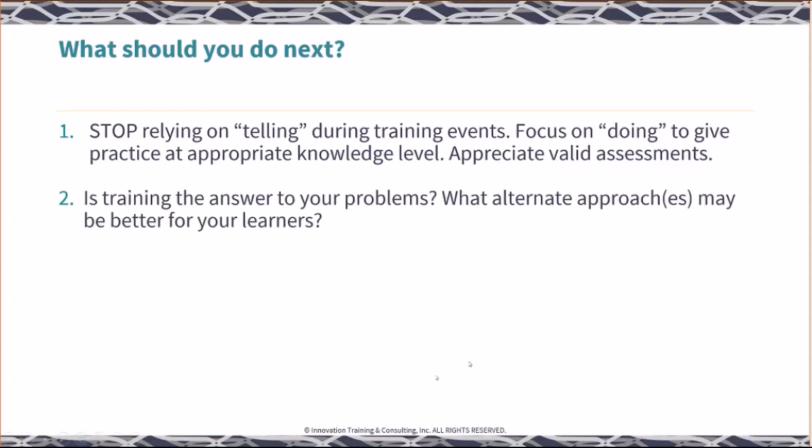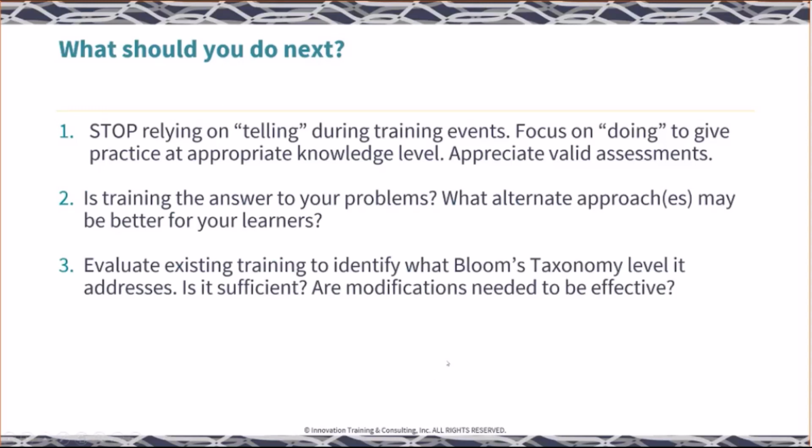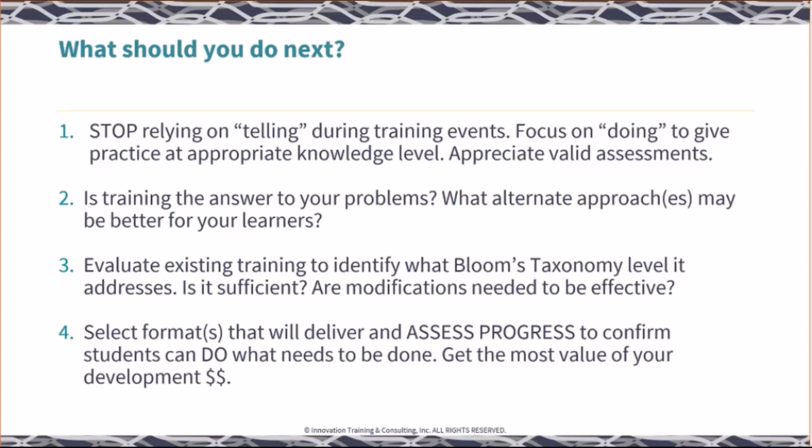And ask yourself if training is the answer, or what else might be better for the learners. You could look at existing training and try to evaluate what level of Bloom's Taxonomy it is trying to reach for the students. Is that what we need, or is it more than we need or less than we need? Maybe a slight change could be appropriate to be more effective for you. And then you could select formats that can assess the progress of the learner, to confirm that they've got it and they can do what they need to do. That's going to give you the most value for your money.